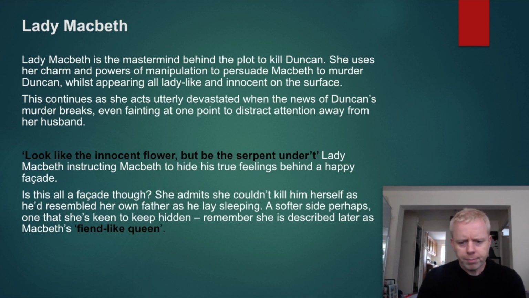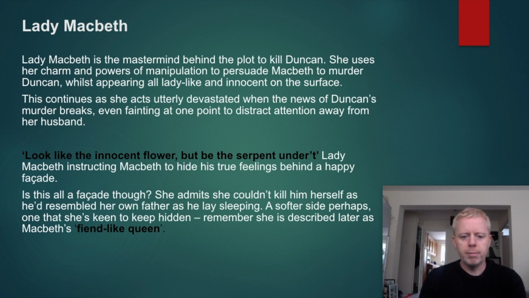Well, she admits she couldn't kill him herself, as he resembled her own father as he lay sleeping. That suggests a bit of a softer side, perhaps, one that she's keen to keep hidden. Remember, she's described later as Macbeth's fiend-like queen. The very fact that she has to call on evil spirits implies that she knows that she's not strong enough or evil enough, or powerful enough as it is. She wants to remove the spirits, to remove any femininity she has, because that was considered a weakness in terms of murder.